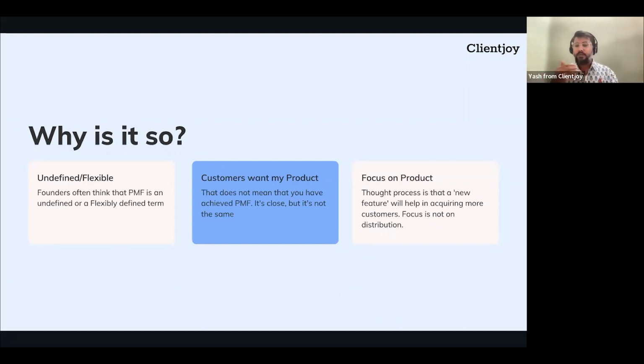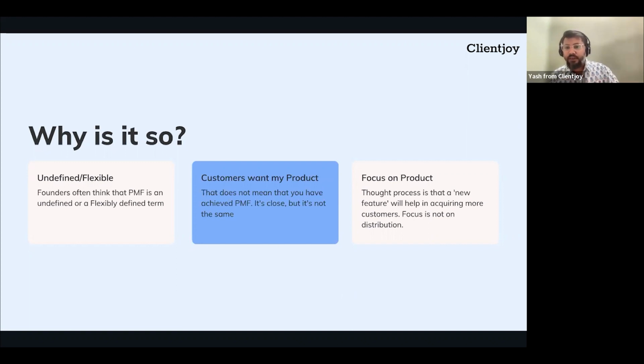Just because the customer is asking for your product, or is willing to pay for your product, or more and more customers are willing to pay for the product that you are selling, you start to think that you are getting to PMF. It is close, but you still don't have PMF just because you are able to close your sales.